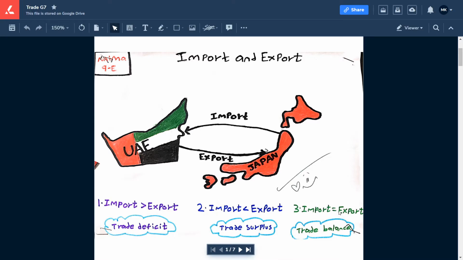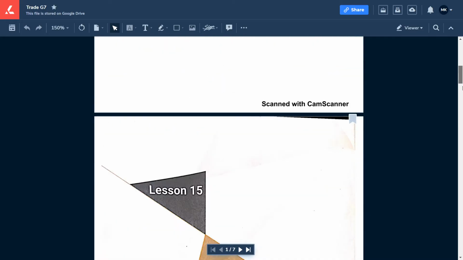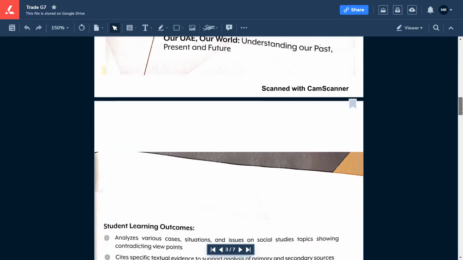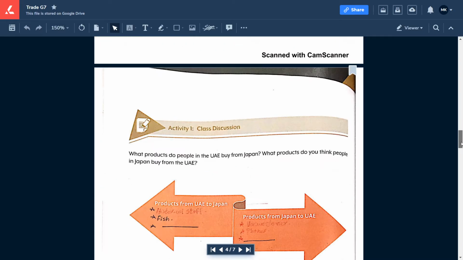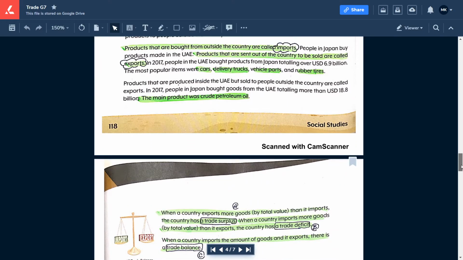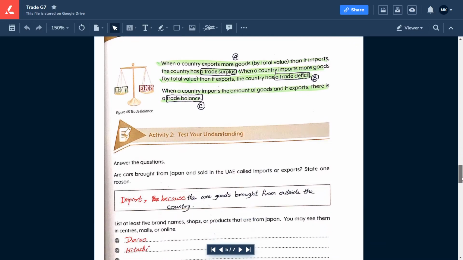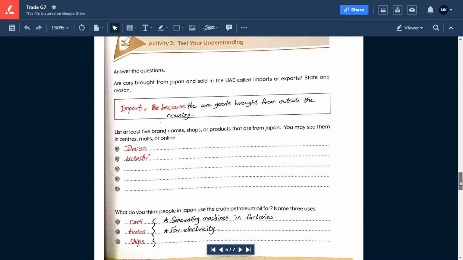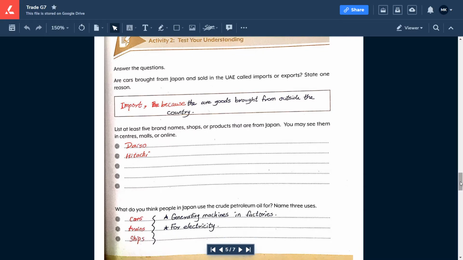What if the import, buying, was equal to the selling? This is called trade balance. And of course, if the country has a trade balance, this is something good. So its economy is good. The economy of the country is good according to the amount of exports and imports.